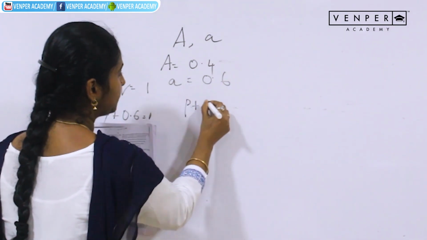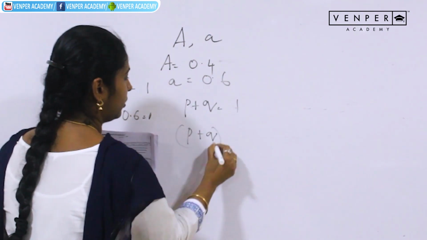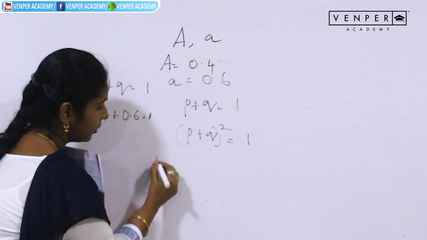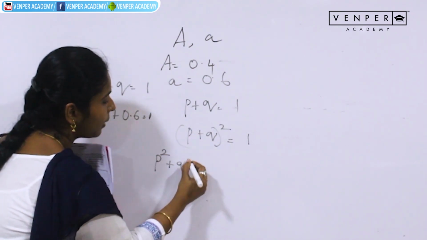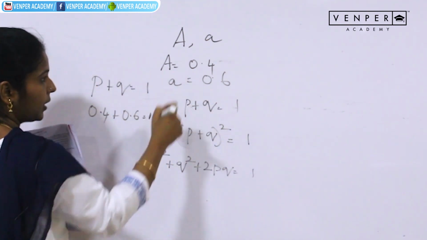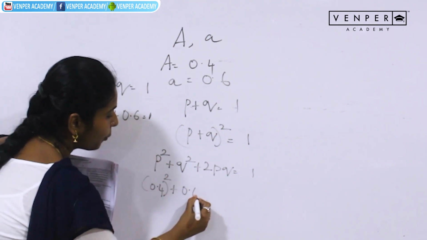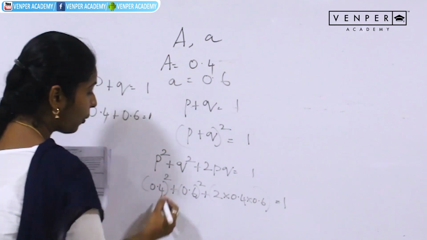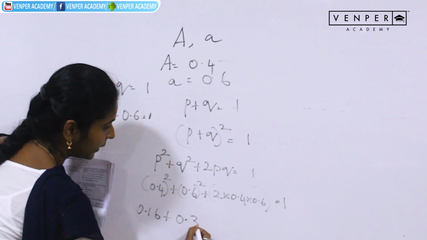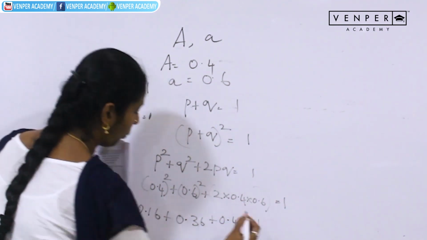The formula for that is p plus q is equal to 1. Squaring gives (p plus q) squared is equal to 1. Expanding this, p squared plus q squared plus 2pq is equal to 1. Substitute 0.4 for p and 0.6 for q. 0.4 squared gives 0.16, plus 0.36, plus 0.48 is equal to 1.